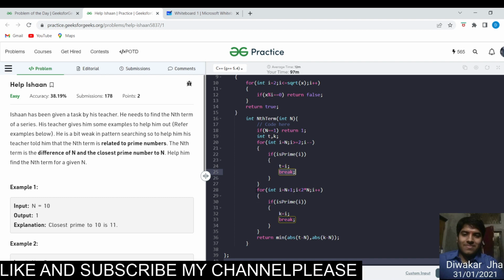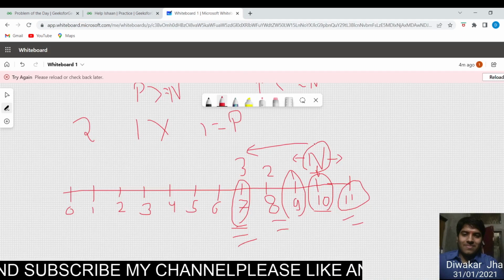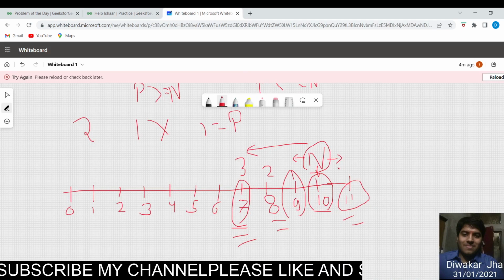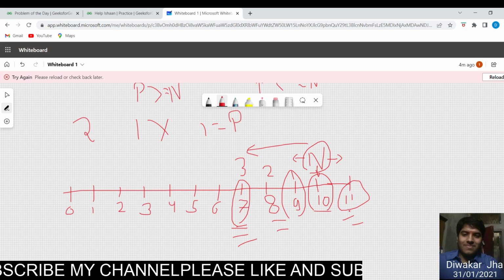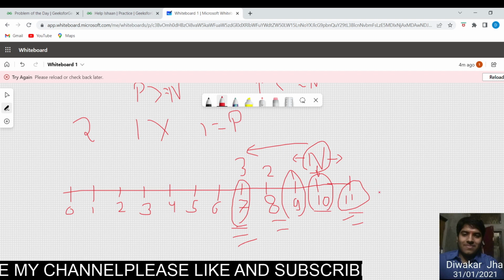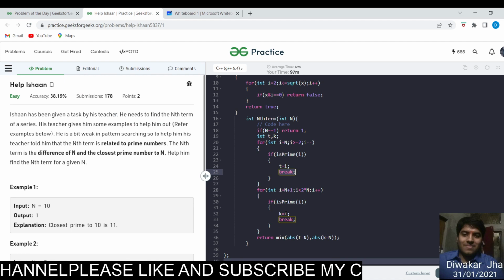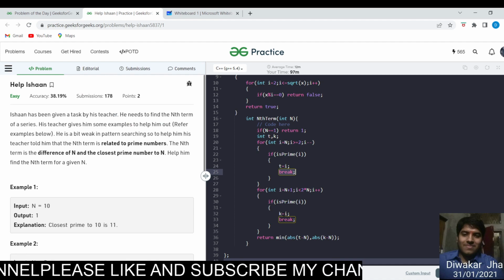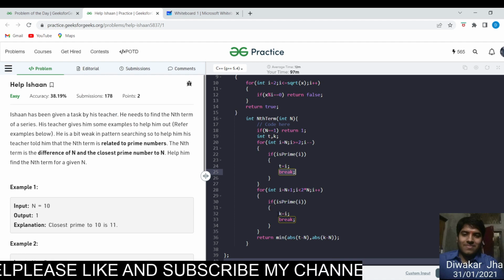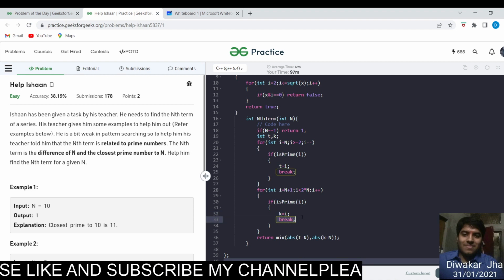And the second time, we run a for loop into the right side. We check whether 11 is a prime number, yes, 11 is a prime number. So we store the prime number in k, and we break.